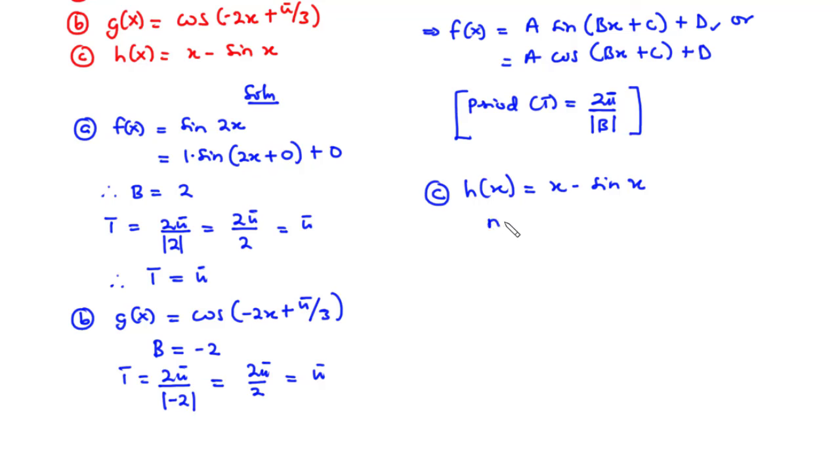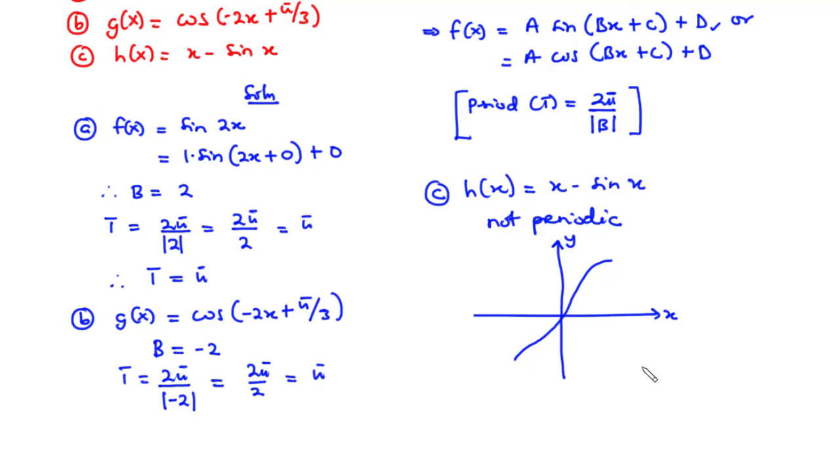This is not periodic. Now the graph of this function looks like this. So this is the y-axis, this is the x-axis, and then you have the graph of this function as something like this. This function does not repeat its values at regular intervals. It continues on and on and on. Therefore, the function h of x equals x minus sine x cannot be a periodic function.